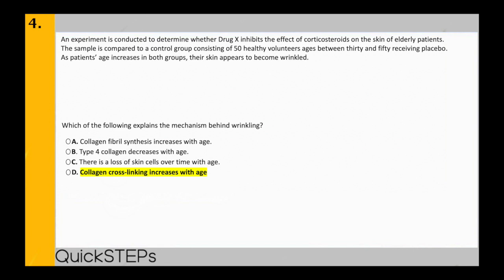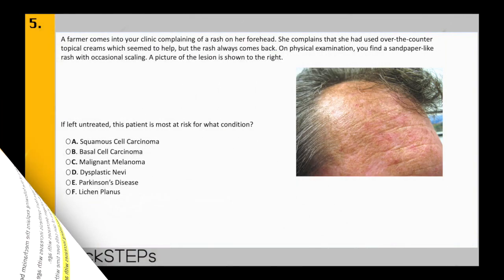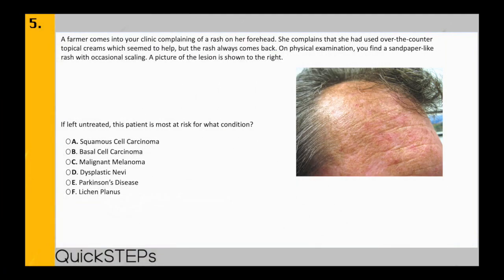Boards loves to test this concept for some reason, so now you know. Alright, let's move on to question 5. I want you to try this question on your own, pick out your own keywords, select your answer, and then unpause me and we will talk about it.